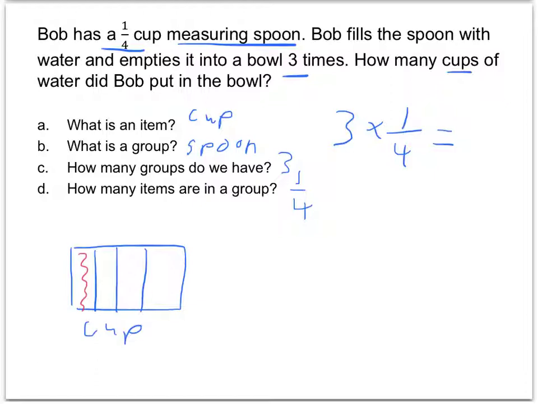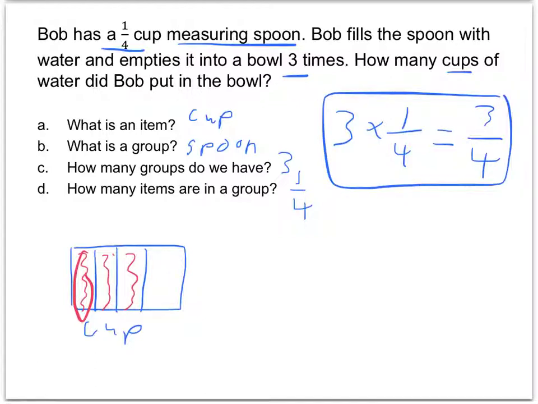And so now we're going to fill that spoon up 3 times and empty it in the bowl. So in other words, we're going to have 3 of those pieces. There's 1, 2, 3 measuring spoons, and so we see all together that we took our item, our cup, and divided it up into 4 pieces. In the end, we have 3 of those pieces, and so our answer here is 3/4. So there's our answer. 3 times 1/4 equals 3/4.